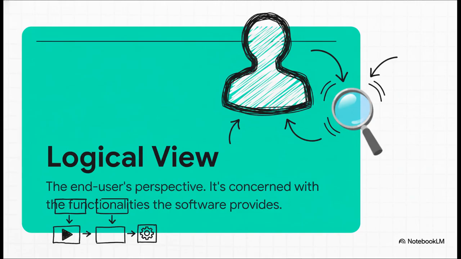All right, first up, we have the logical view. Now, this one is all about the end user. It answers the big question, what does the system actually do for them? It's all about functionality, and you'll often see things like class diagrams here to show the system's basic structure.